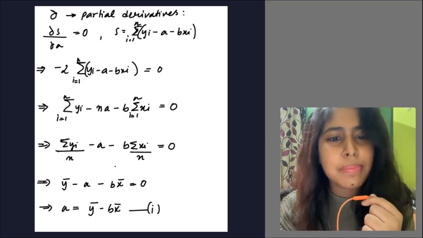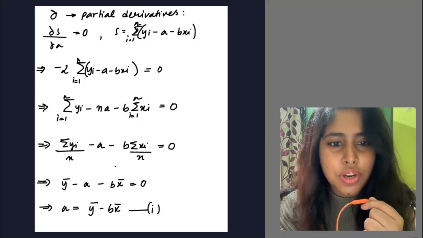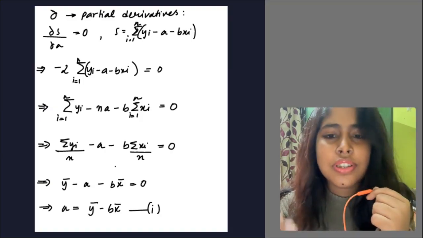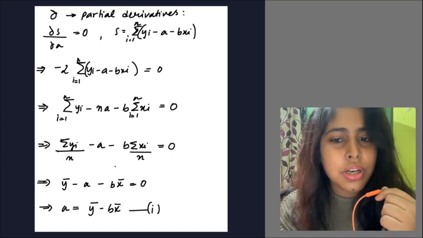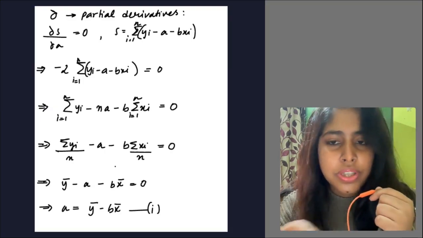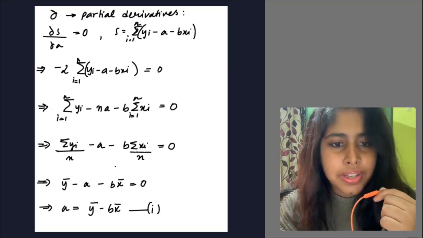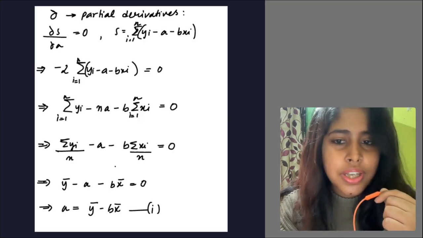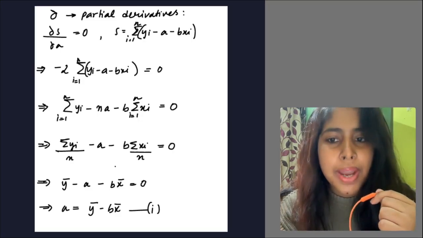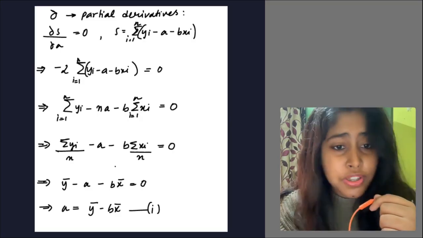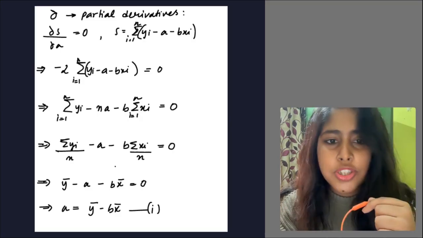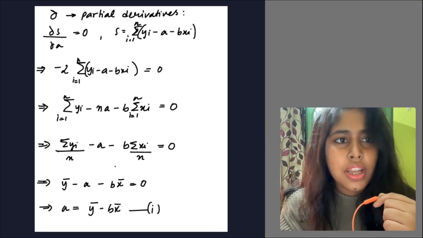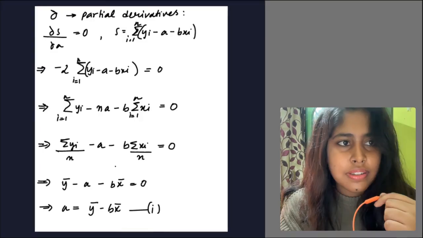What is summation yi by n? It is the mean of y, right? So y bar, and summation of xi divided by n is the mean of x, which we write as x bar. So we get the equation y bar minus a minus b x bar equals 0. Then what is the value of a? A equals y bar minus b x bar. That is our first equation. The intercept depends on the slope and the means of x and y. Okay. Now coming to the next slide.